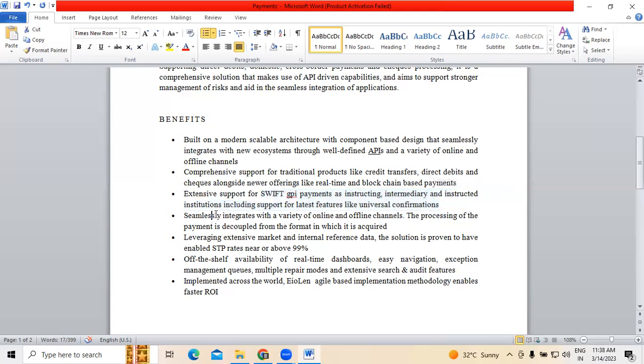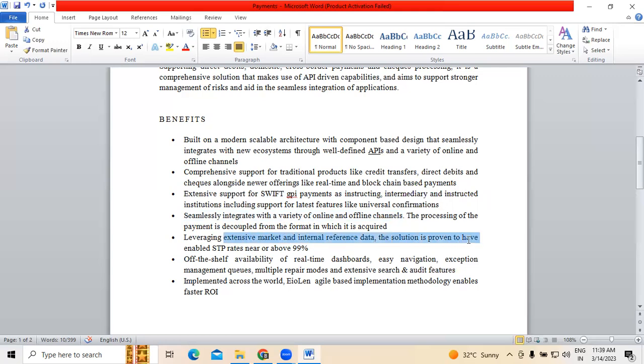Next, seamlessly integrating with a variety of online and offline channels, because even online channels we can integrate with. Even with offline channels, integration is possible, so that payment and everything can become much easier and faster. Next, leverage extensive market and interface reference data.